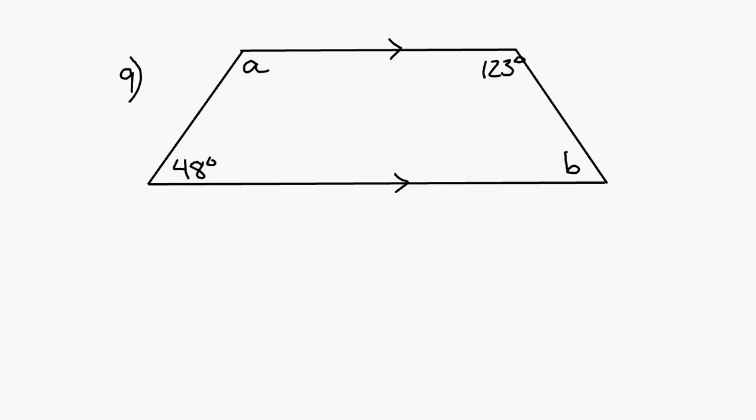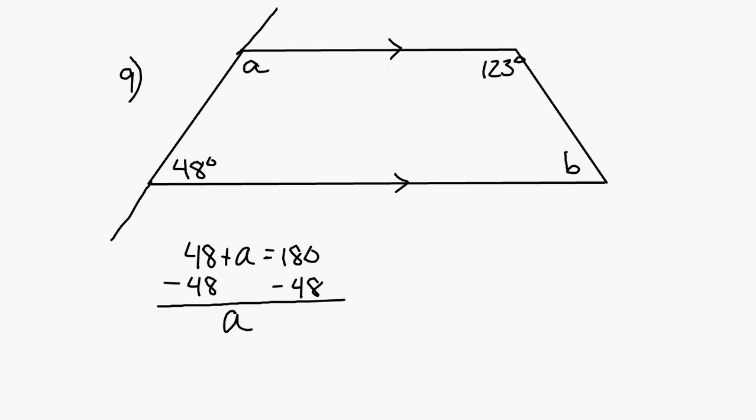thing to do is when two lines are parallel and they're cut by a transversal, if you extend this and this, these two angles are same side interiors, and they have to add up to 180. So 48 plus A has to equal 180. So you can subtract 48 from each side. And A is going to equal 132.